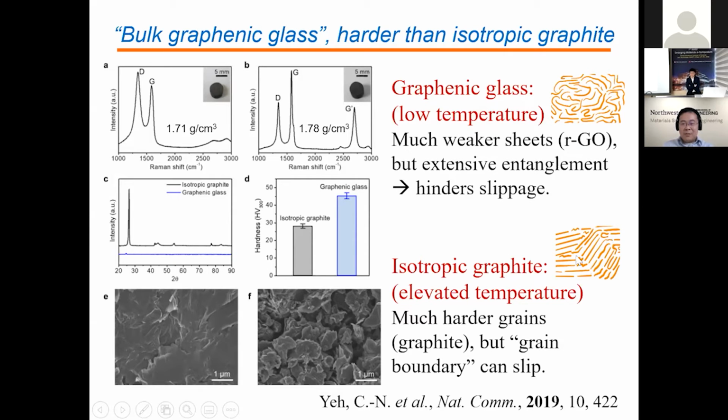But the isotropic graphite, which again is among the hardest engineering materials made of graphite out there, does have much harder grains, because these are essentially individual graphite crystals, but they don't have very strong grain boundary interaction. The grain boundaries can slip if you indent it. So again, this echoes what we saw with the graphene oxide glassy solid, and we're pretty happy that we were able to benchmark this against a commercial product.